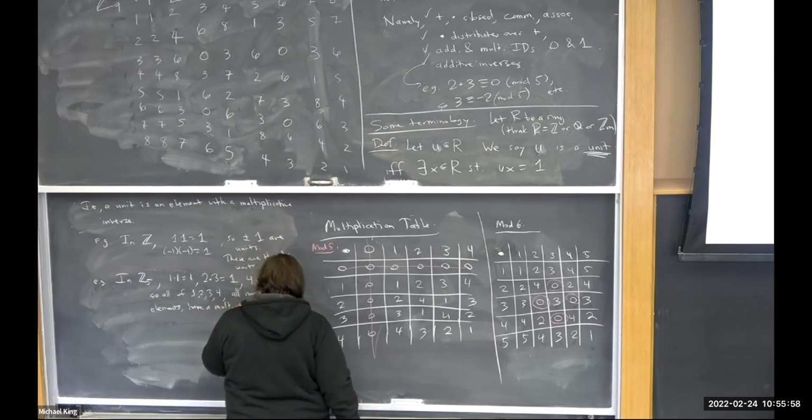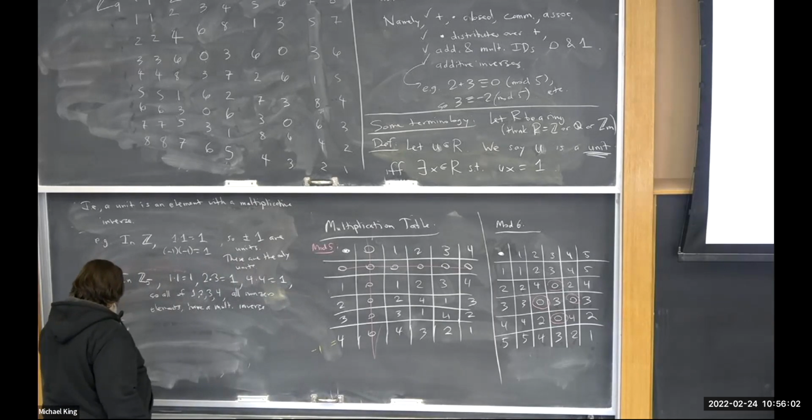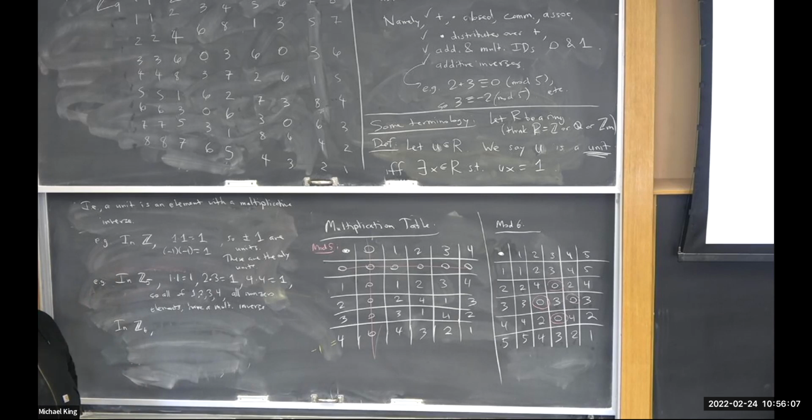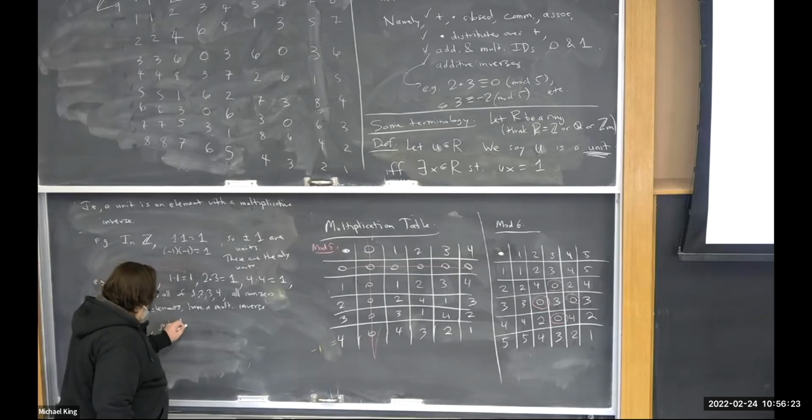What about mod 6? Which ones have multiplicative inverses? 1 always has a multiplicative inverse. 1 times 1 is 1. What else has a multiplicative inverse? 5. 5 times 5 is 1. In Z6, just 1 and 5.